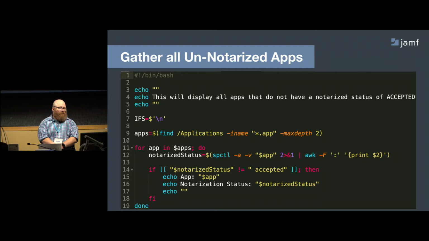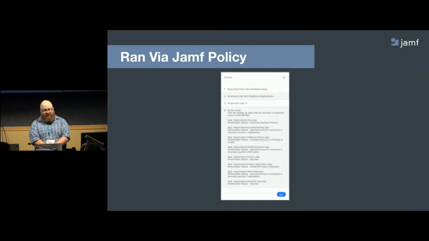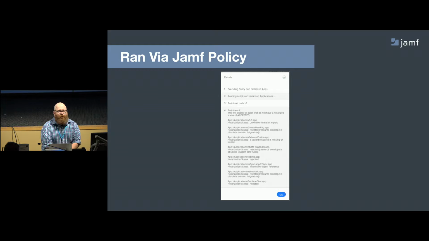Again, I have a link to get this. It's up on GitHub. Or I can run it via policy, and it'll actually report back in my policy logs. I just point at a machine and say, give me all of your unnotarized apps. So it'll run through and just tell me either approved or not. Not the easiest to read, but it's giving me the output all broken out.